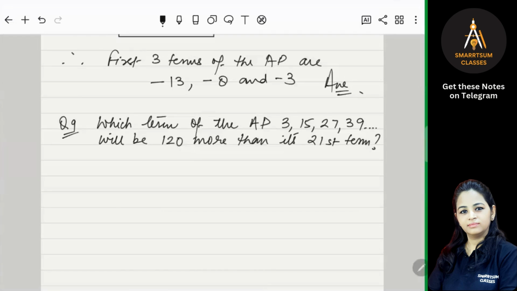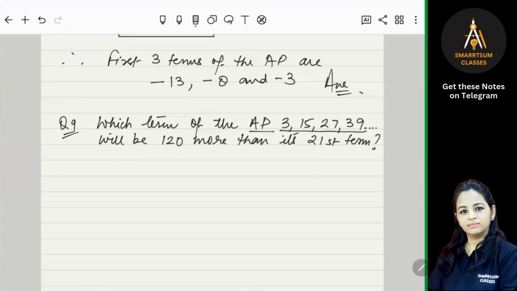Now look at this question, question number 9. Which term of the AP 3, 15, 27, 39, which is given here, will be 120 more than its 21st term? Means there is a 21st term of this AP. Now you have to find which term of this AP is 120 more than the 21st term. Understood the question?